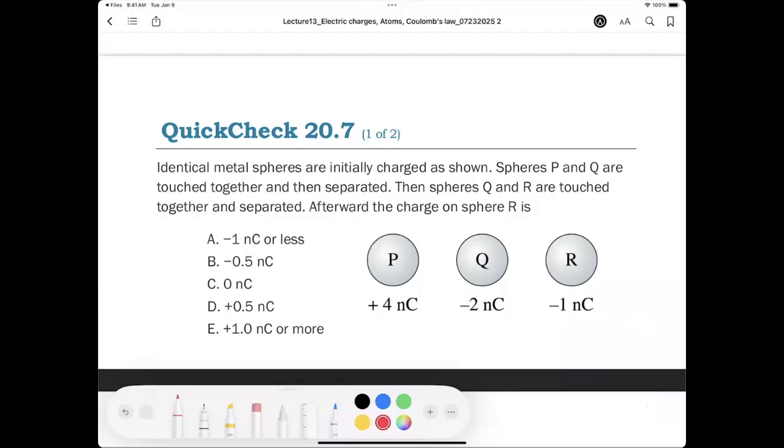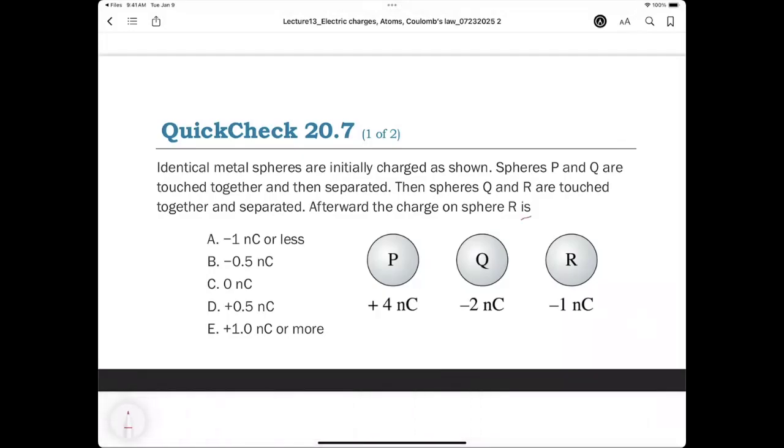Identical metal spheres are initially charged as shown. Spheres P and Q are touched together and then separated. Then spheres Q and R are touched together and then separated. Afterward, the charge on sphere R is what?